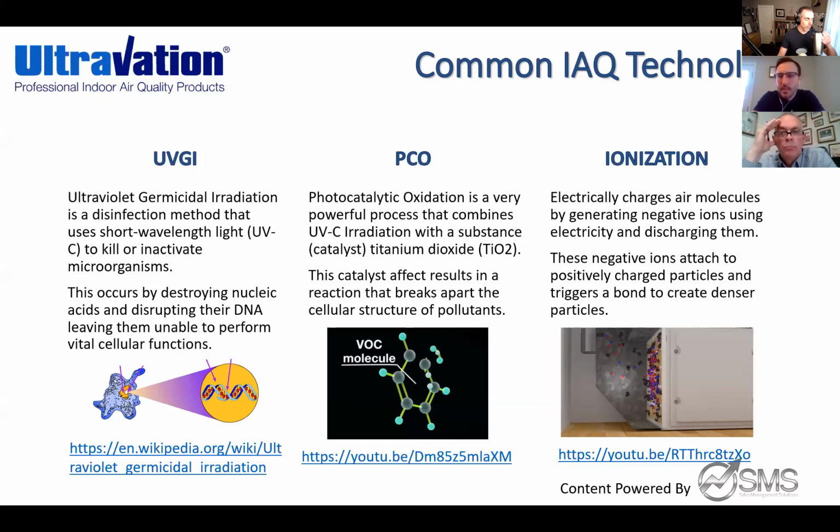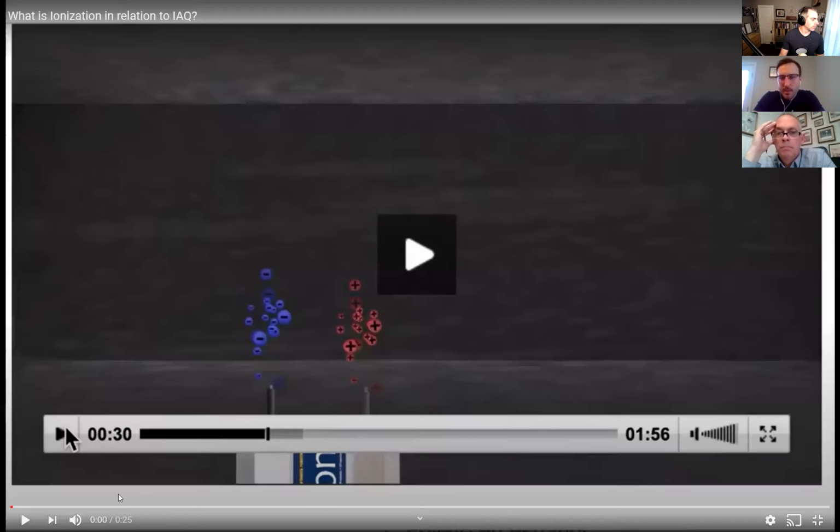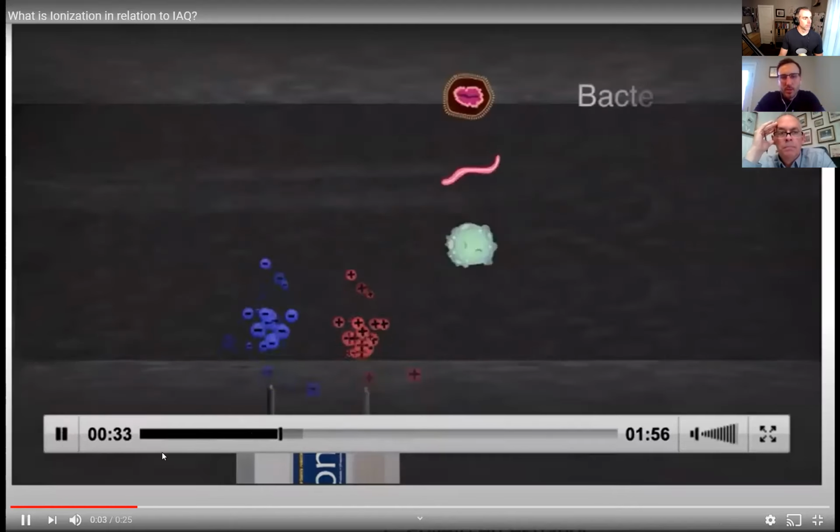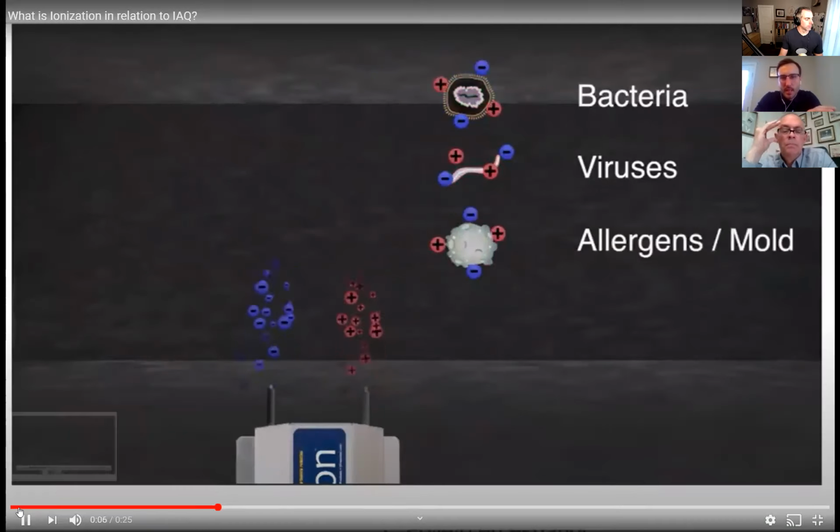So ionization, this is going to be what our Orion product does. Ionization electrically charges our air molecules by generating negative ions using electricity and discharging them. These negative ions attach to positively charged particles and trigger a bond to create denser particles. So we do have a video on this too that'll give you a visual representation as well. This is basically what I was talking about at the beginning when I showed you the product right before the air filter, electrically charging the particles before they hit the air filter.